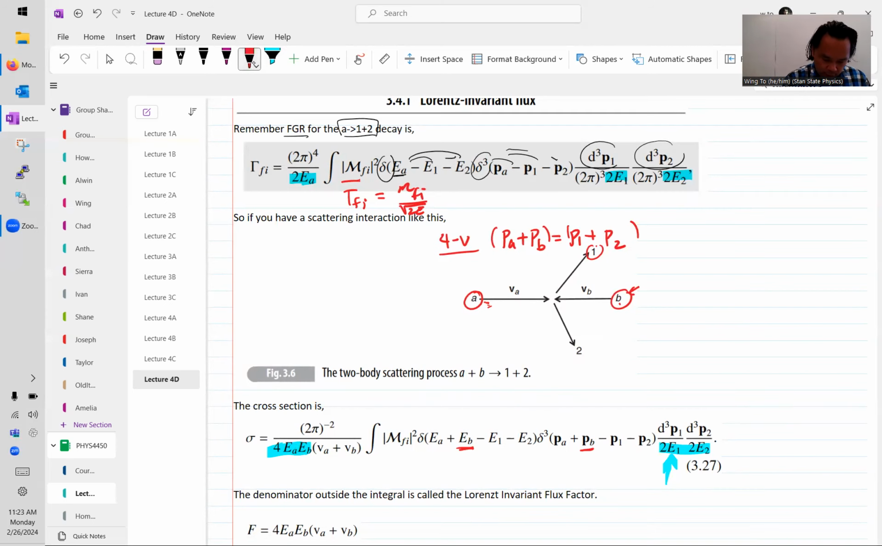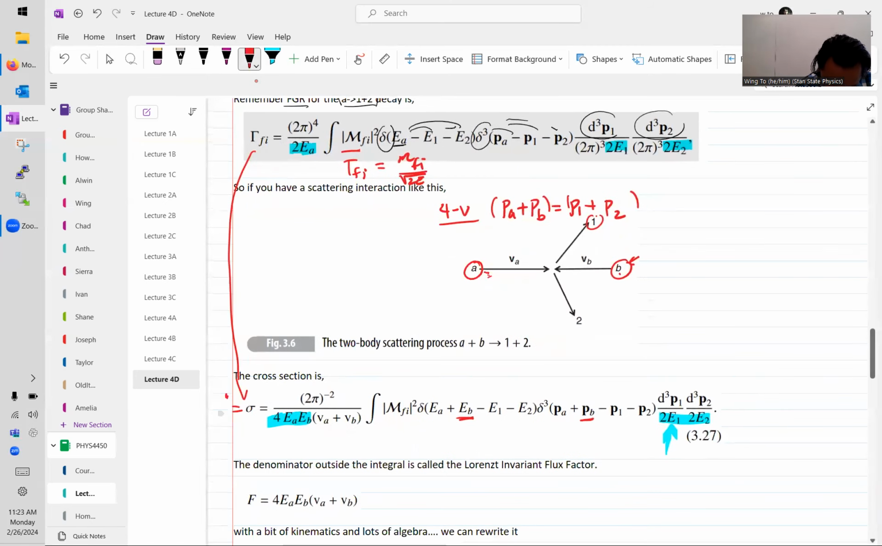By converting from the transition rate to the cross section, what you do is divide by v_A plus v_B. So that's where this v_A plus v_B came from. Otherwise, everything is the same. We're just changing a few things.